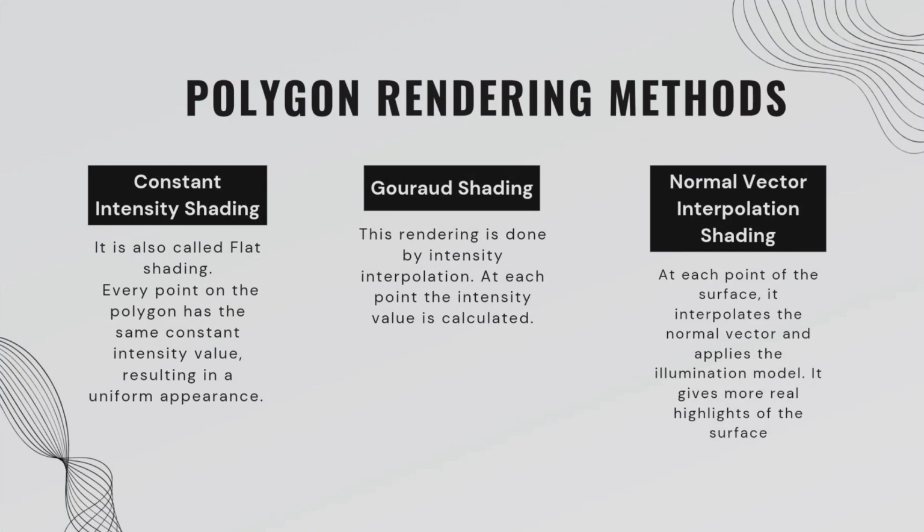Polygon rendering methods. First is constant intensity shading. It is also called flat shading. Every point on the polygon has the same constant intensity value, resulting in uniform appearance.